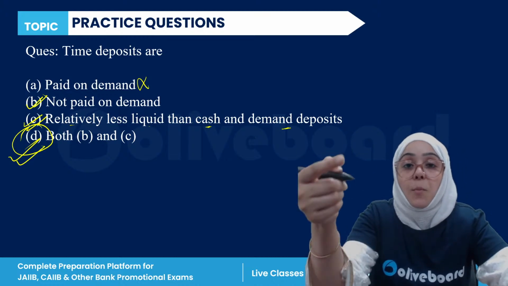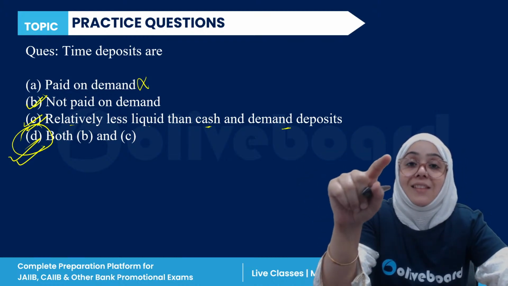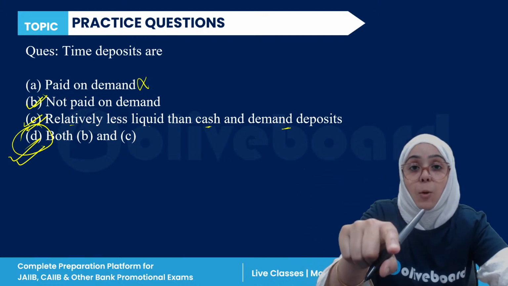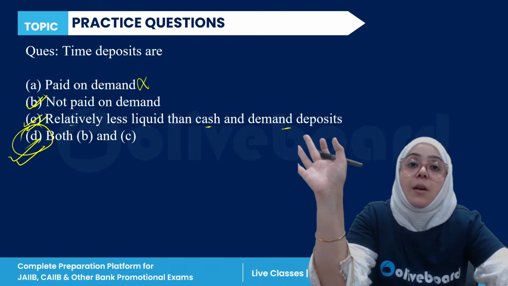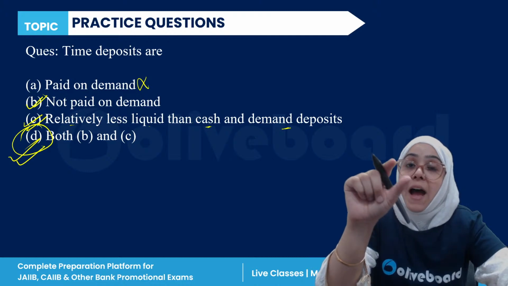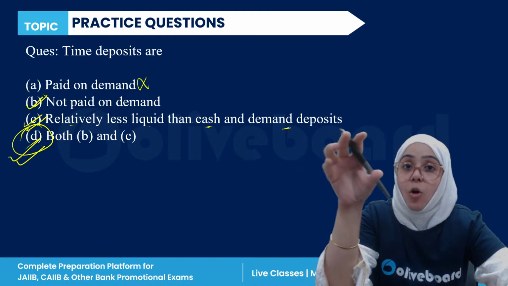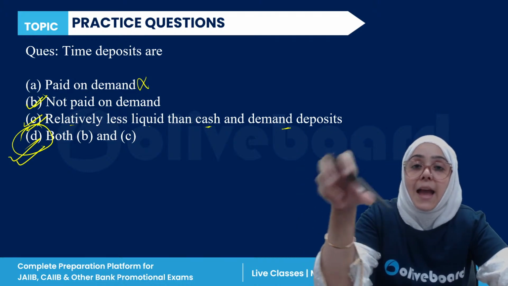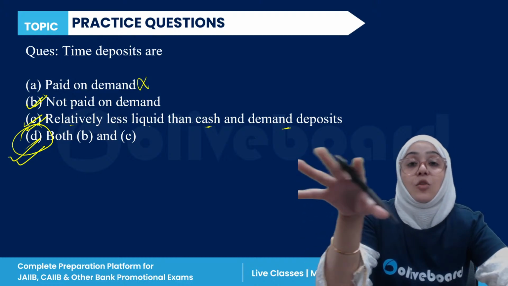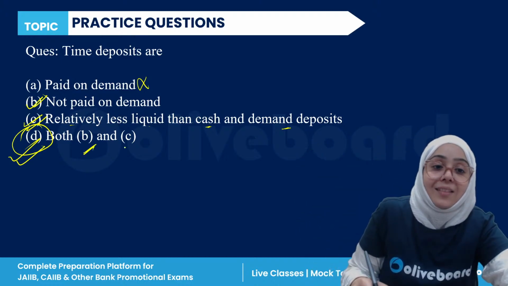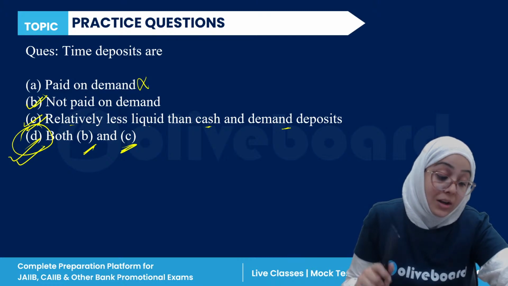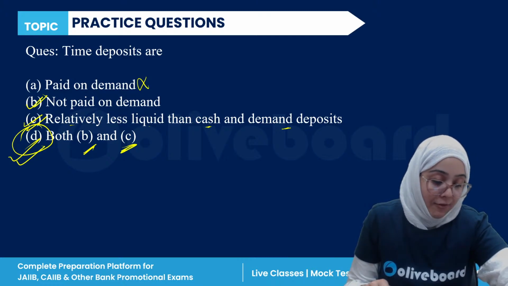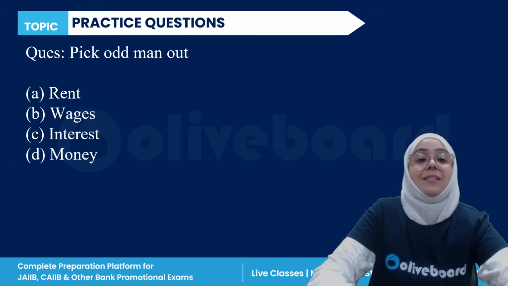Obviously, when time deposits are concerned, like FDs, they are less liquid than your saving deposit, because in a saving deposit you can withdraw cash whenever you want. But in a time deposit, you have a certain maturity time period. So it is less liquid than cash and demand deposit, plus it is not paid on demand. So B and C both are correct, so D is the correct answer here. Done, everyone? Okay, next question.